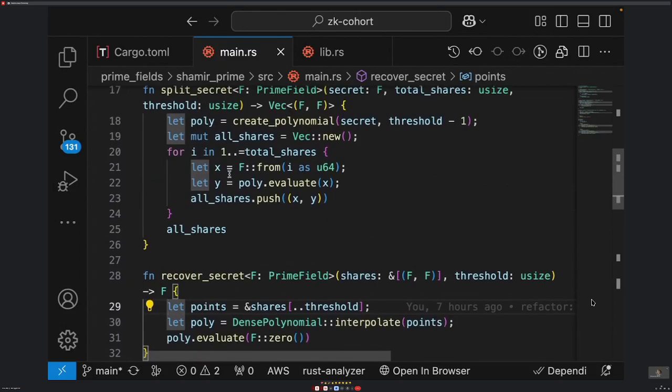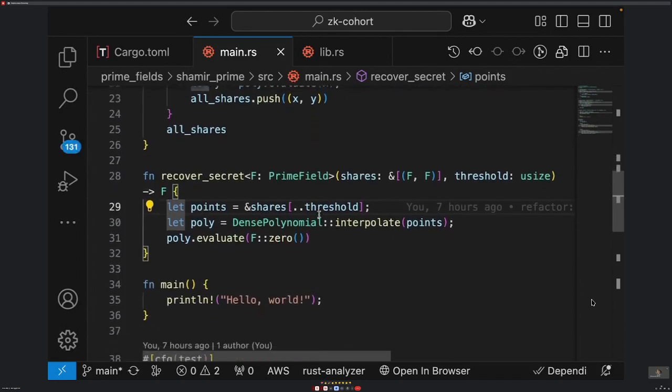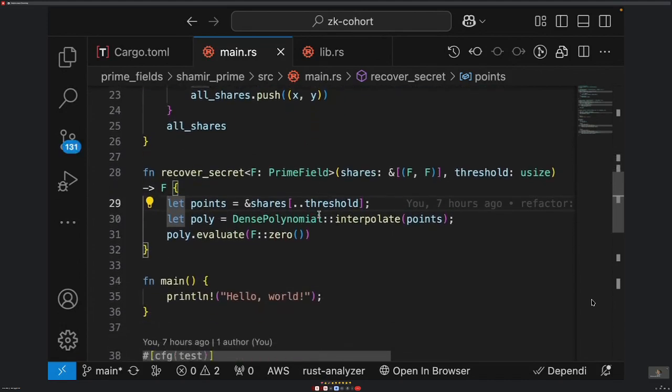So is everyone with me? Yeah. So now, if we check, the recover secret will basically just need two things. It will just need the people that are trying to come and form the secret, and the threshold.